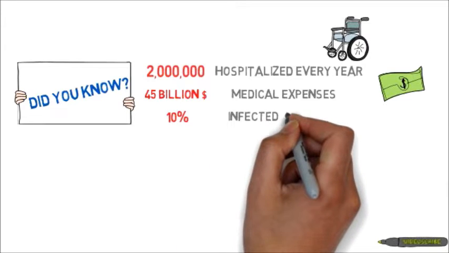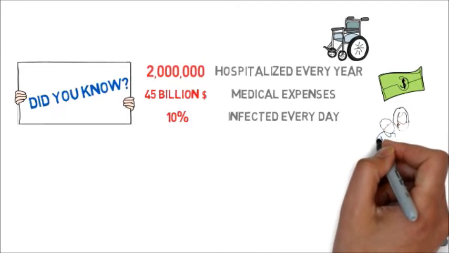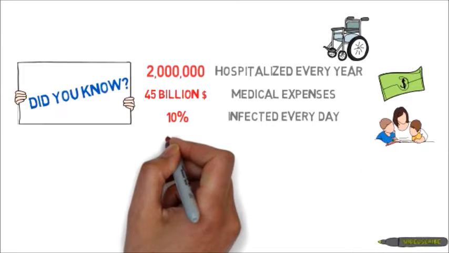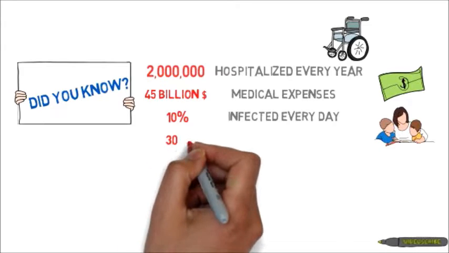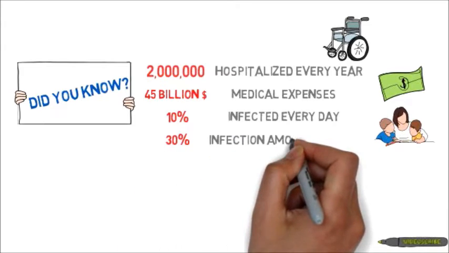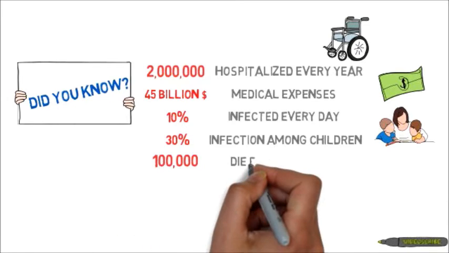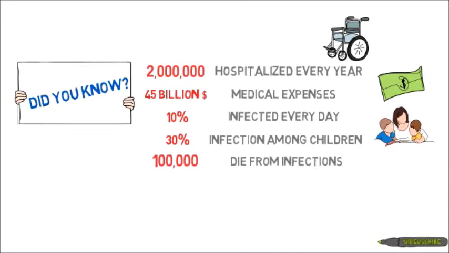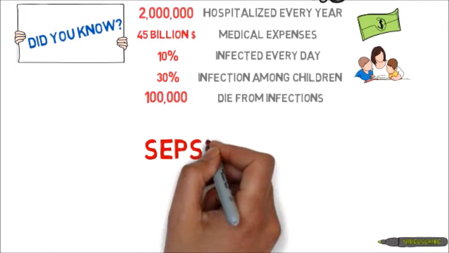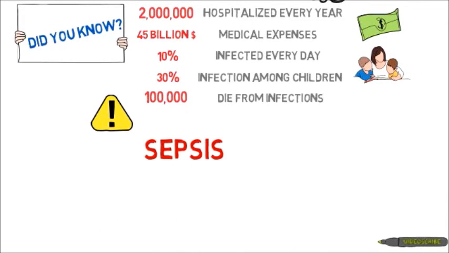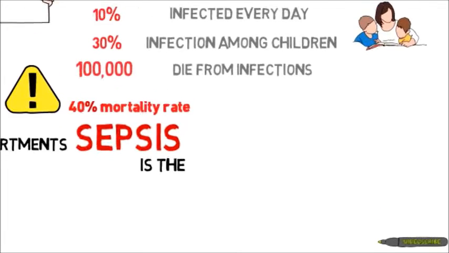About 10% of all hospitalized patients are likely to develop infection. Children are at high risk since their immune system is weaker, and chances for infection increase to 30%. Infections are taking lives of about 100,000 patients. A common infection is sepsis, and its mortality rates are about 40% every year and rising. In ICU departments, sepsis is the #1 death cause.